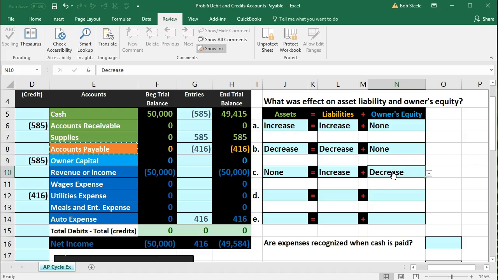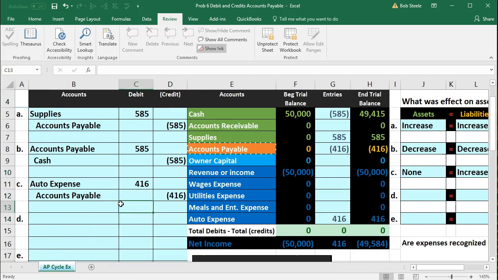We also know that equity is decreasing because it will do the same thing as what happens to net income. Net income went down because expenses went up. Net income is calculated as revenue minus expenses. Therefore, the equity section will too go down as net income goes down.